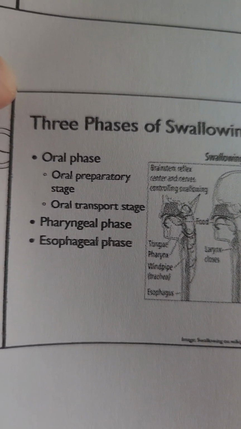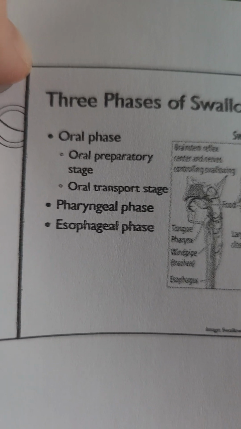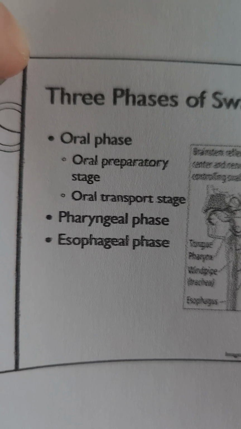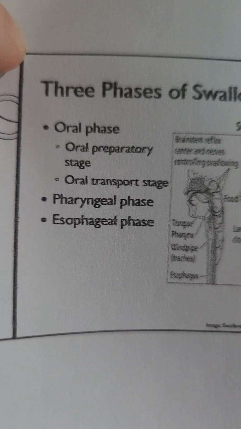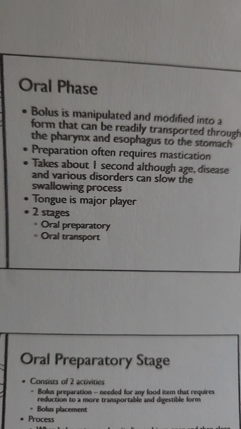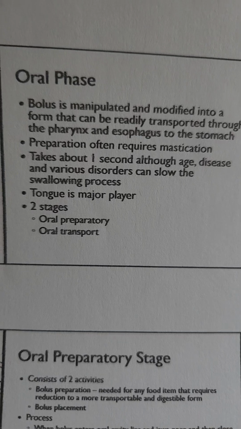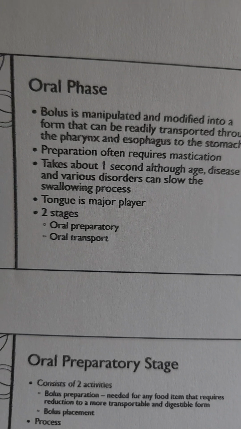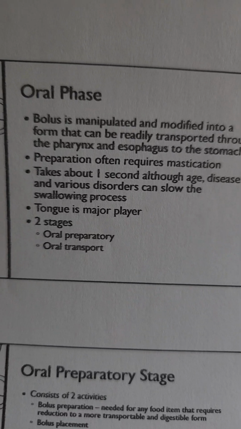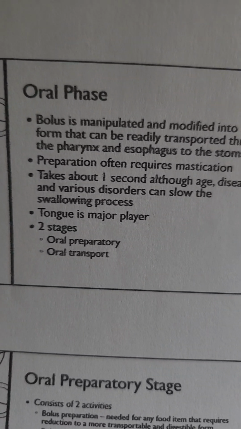Three phases of swallowing. The oral phase, which has the oral preparatory stage and the oral transport stage, the pharyngeal phase, and the esophageal phase. The oral phase: the bolus is manipulated and modified into a form that can be readily transported through the pharynx and esophagus to the stomach. Preparation often requires mastication. Takes about 1 second. Age, disease, and various disorders can slow the swallowing process.